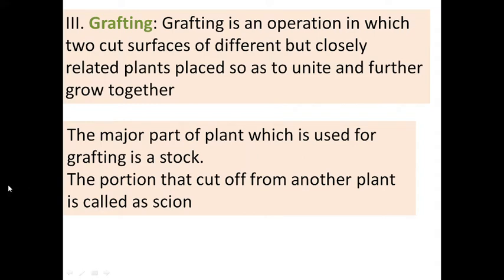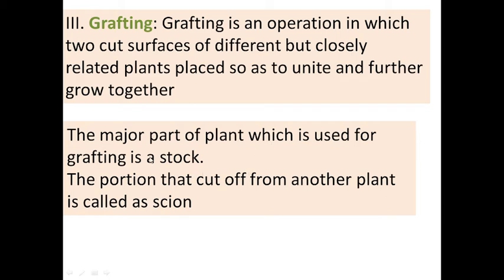Next method is grafting method. It is an operation in which two cut surfaces of different but closely related plants are placed so as to unite and further grow together. So grafting is the operation in which two surfaces of different plants, but closely related plants, are selected, and two portions of the plants are cut. After cutting, these two cut surfaces are united, and after union they are allowed to grow together.